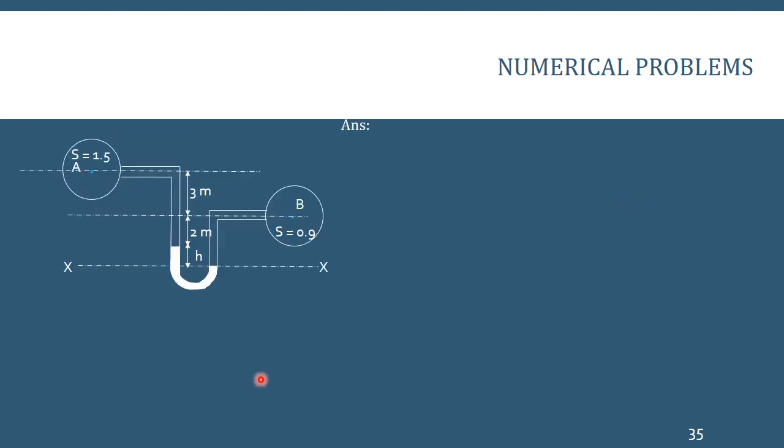This is the figure. I've taken XX at the lower interface and I've marked the difference in mercury levels as H. Now PA is given by 1 kilogram force per centimeter squared. This is 1 into 9.81 Newton divided by 10 raised to minus 2 meter, the whole square. Centimeter is 10 raised to minus 2 meter, and kilogram force is 9.81 Newton. So I will get 98,100 Newton per meter squared as pressure at A.